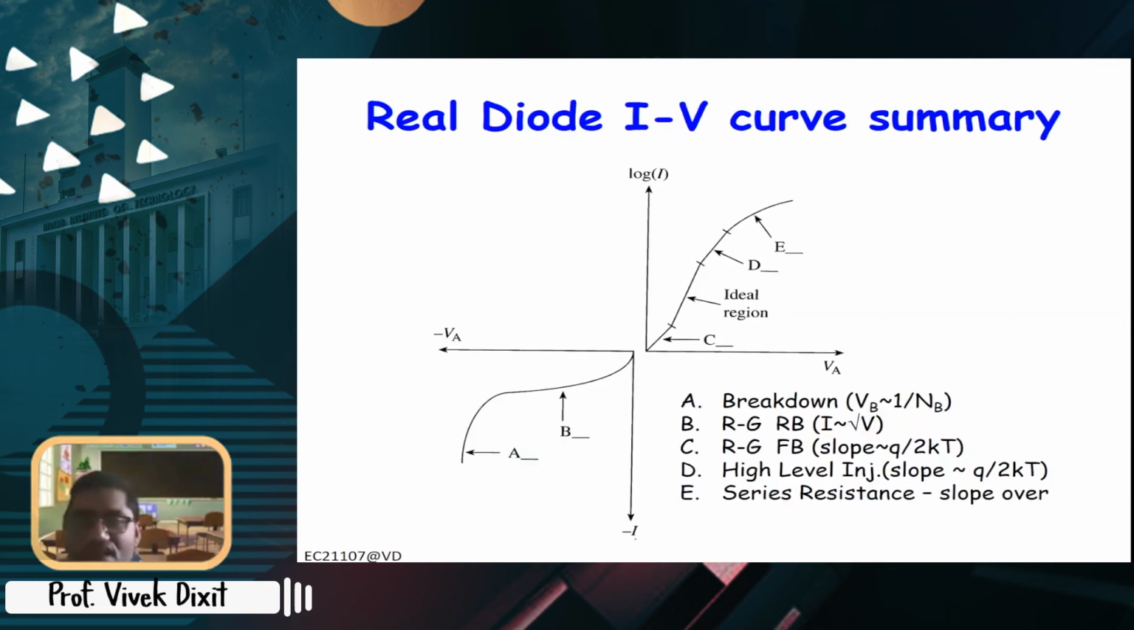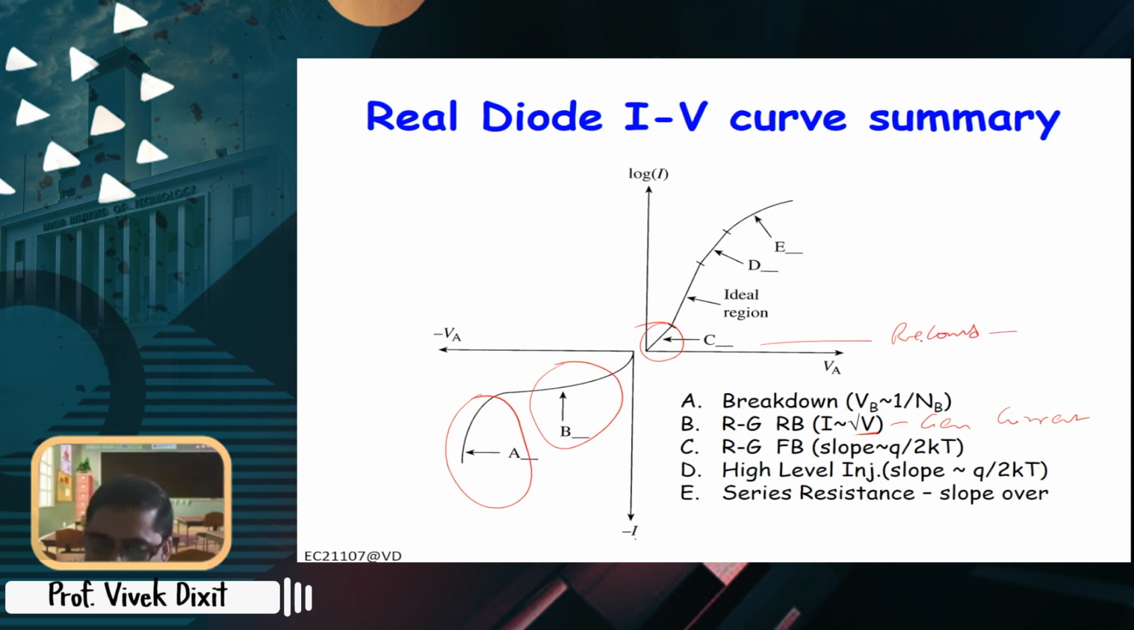So let's summarize. In summary, your real diode IV curve can be broken into a few regions. This region is called the breakdown region. This is reverse bias. In reverse bias, current is proportional to the square root of voltage, and this current is called generation current. At a smaller forward bias, you have recombination current, right? Then of course you have this ideal region.